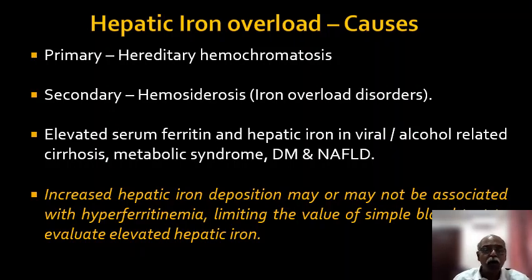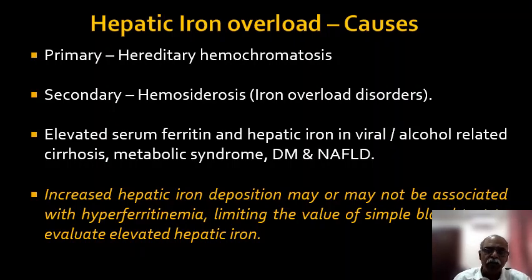So what you are looking at as an MRI picture on the Dixon images or in the opposed phase images is not only because of fat or fibrosis, it is also because of iron dysregulation. This part you have to remember. Increased iron deposition may or may not be associated with hyperferritinemia. I'll come to that conclusion in the next set of slides.